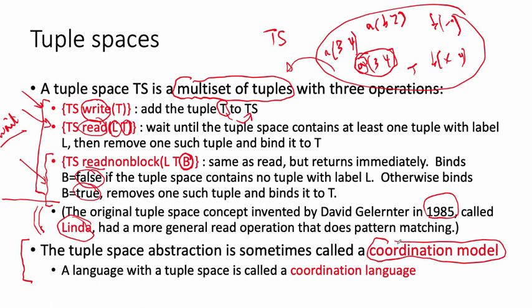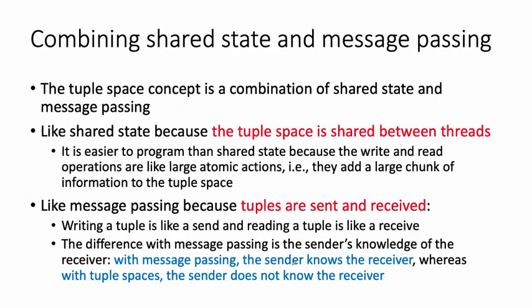So this approach of using tuple space is called coordination model, and a language that gives you access to a tuple space is called a coordination language. So this is actually an interesting concept that's sometimes used in real systems. Okay? It's interesting because it's actually a combination of shared state and message passing. Now, again, I'm introducing something subtle. So the tuple space is like shared state because the tuple space is shared by many threads. It's not cells, but it's a multi-set of tuples.